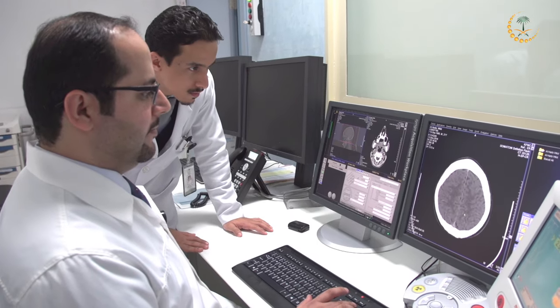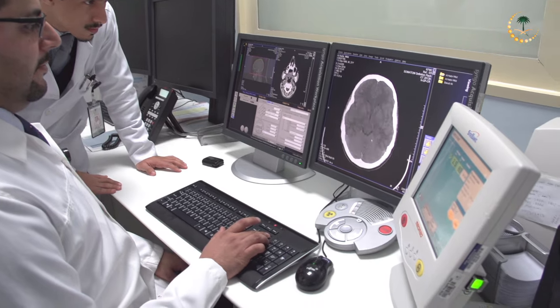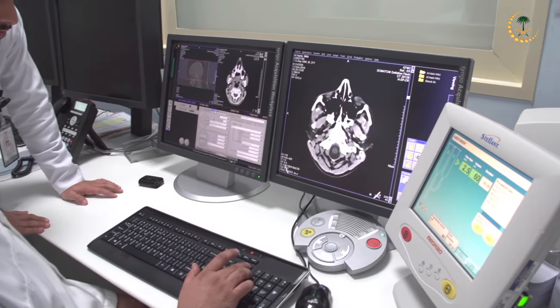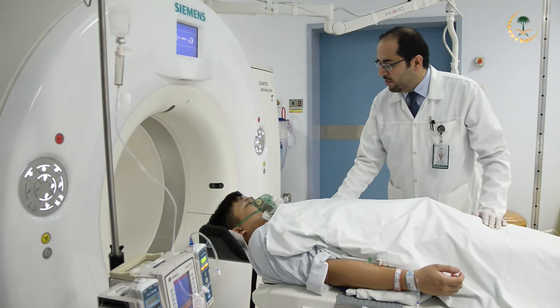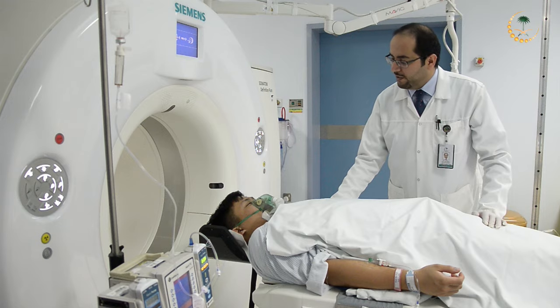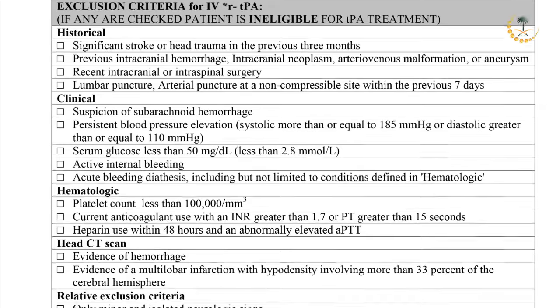CT images are instantly reviewed to rule out hemorrhage or brain tumor and evaluate for early signs of ischemic stroke. The stroke physician explains the diagnosis of acute ischemic stroke to the patient and their family and goes over the TPA criteria checklist to assess for any contraindications.